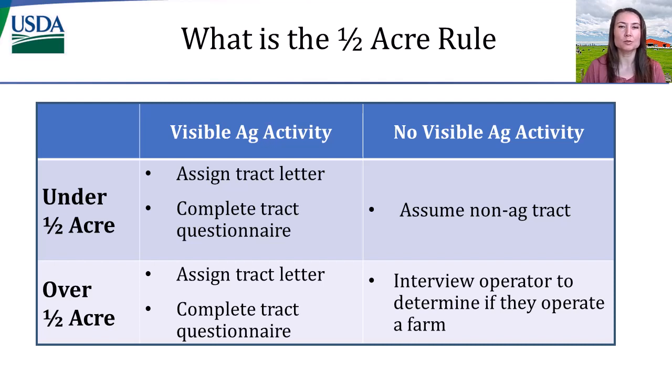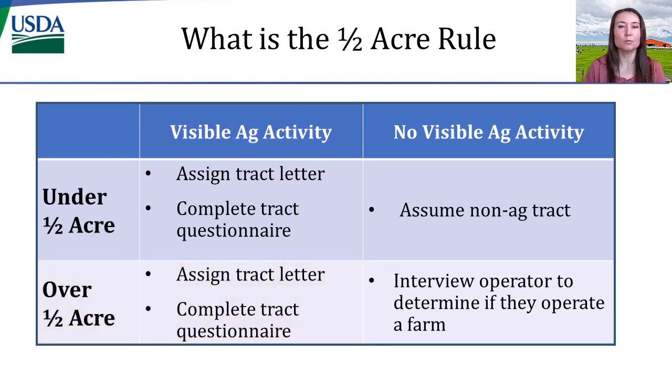If the residential parcel is half-acre or less and no agricultural activity is visible, assume it is a non-ag tract. If visible signs of agricultural activity are present, including equine, screening should occur no matter the size of the lot. It could be smaller or larger than a half acre. If the residential parcel is over half acre with no ag activity present, interview the operator to determine if they operate a farm. If the residential parcel is over a half acre and a farm operator lives on it, assign a tract letter and complete a tract questionnaire.